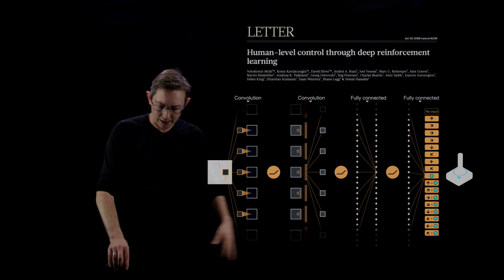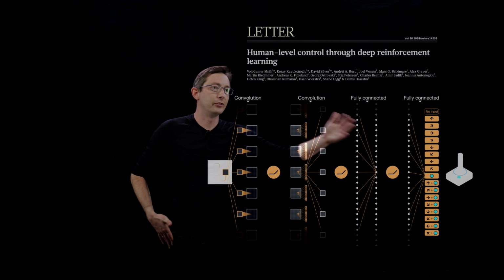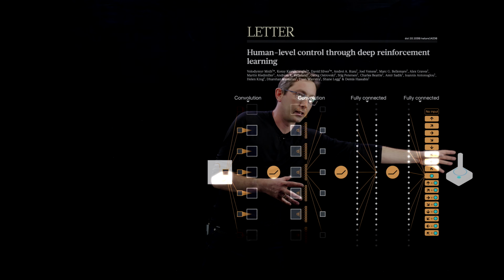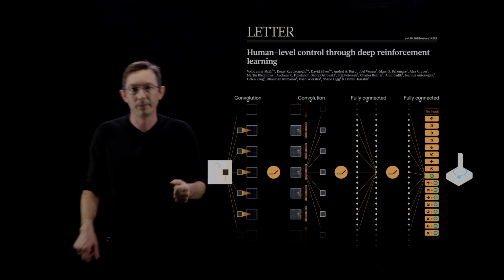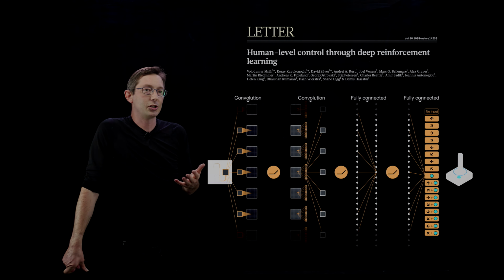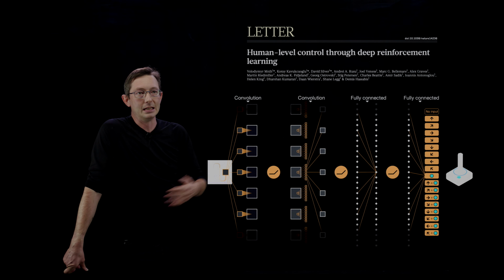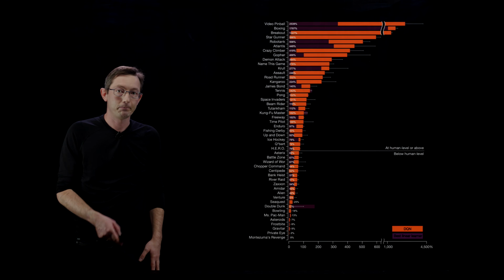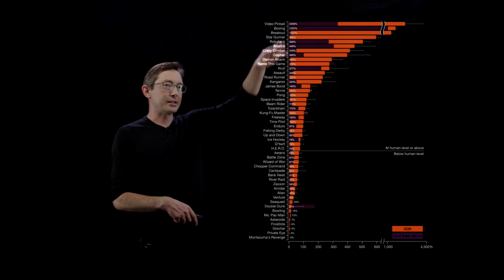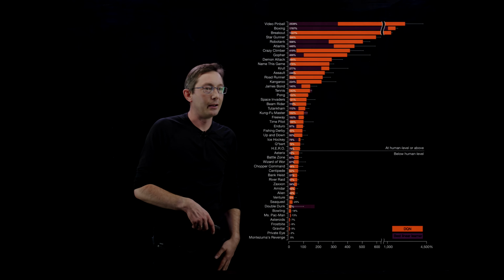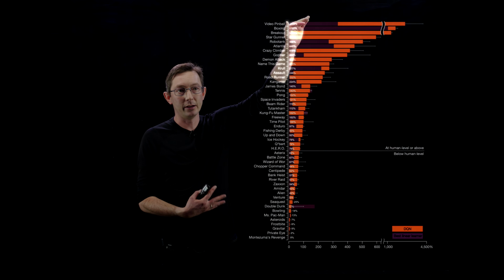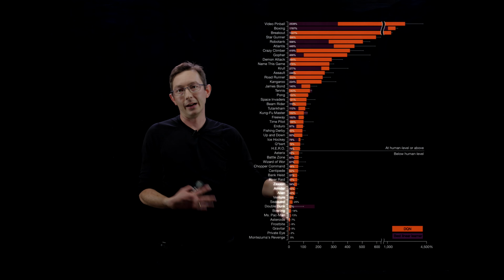And so this is the architecture. It has some convolutional layers, some fully connected layers, from pixel space to joystick signal. But essentially, this is just a big deep Q learning demonstration, convolutional Q learning. And this is just the list of all of the video games. I guess the ones above the line, it is better than or at human level, and the ones below the line, it's still not as good.